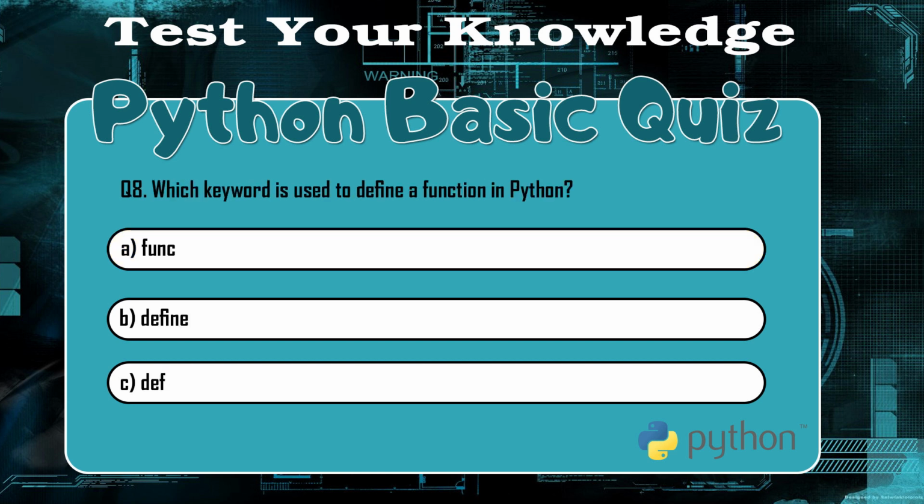Question 8. Which keyword is used to define a function in Python? Is it A, B, or C? Pause the video. The answer is C.